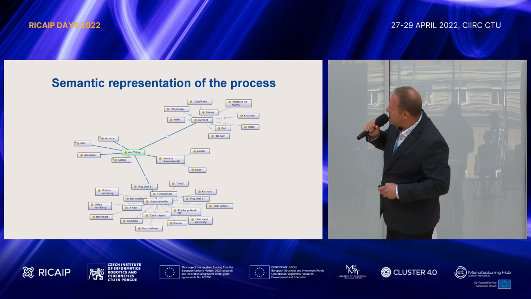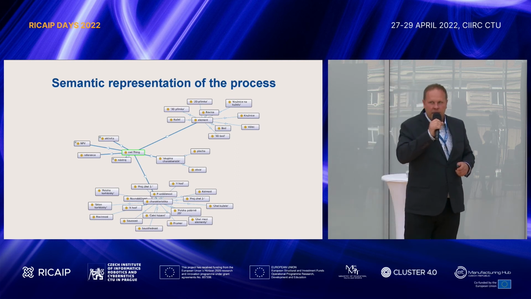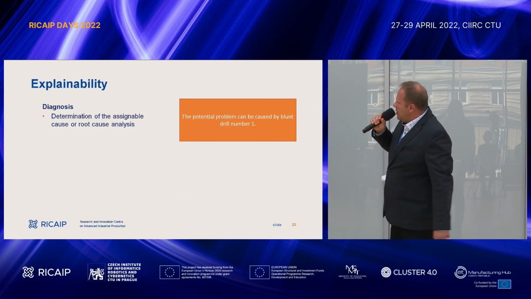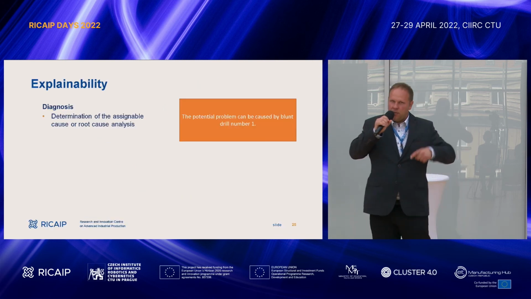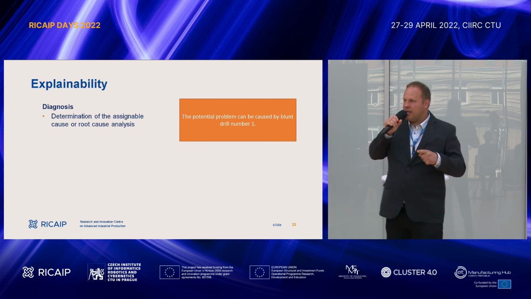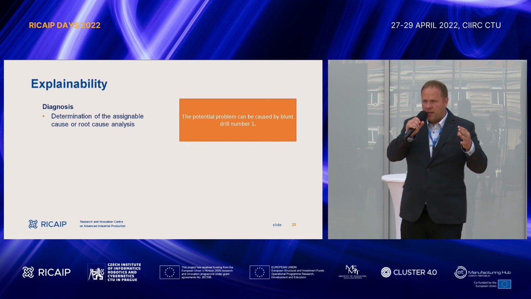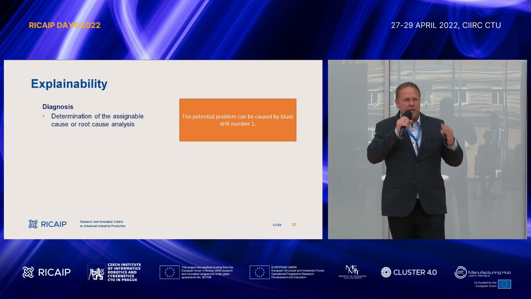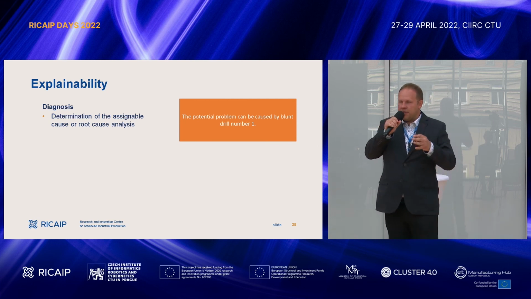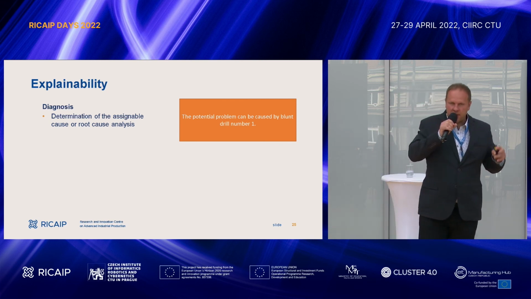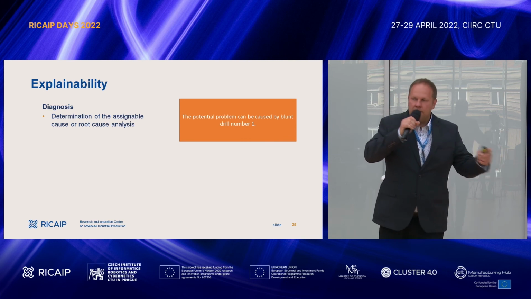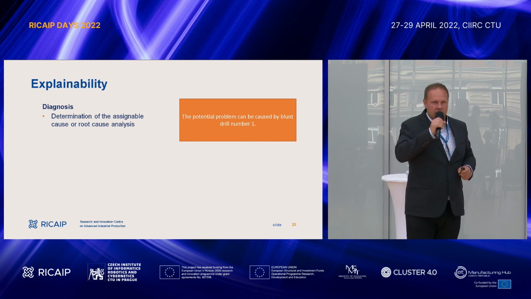This is an example of an ontology in manufacturing, in machining of an engine head. The diagnosis is that we are looking for the cause of the problem. If we add some form of reasoning to the ontology, then we can get something like a Bayesian network or something else, and we can compute what could be the cause of the problem using this structure.